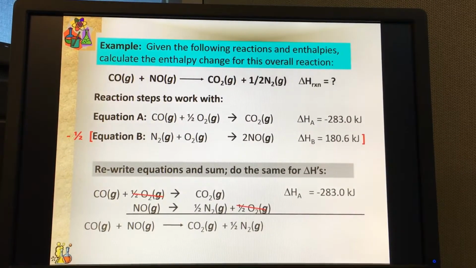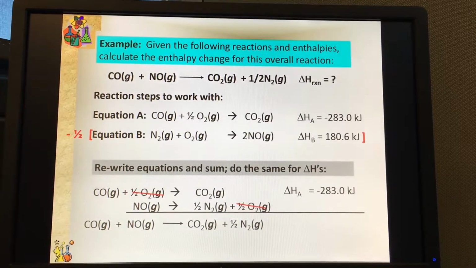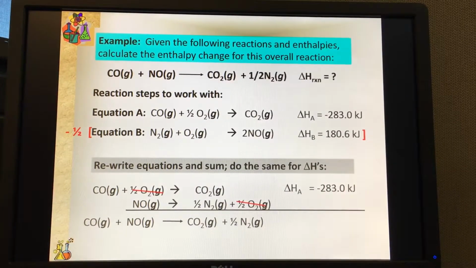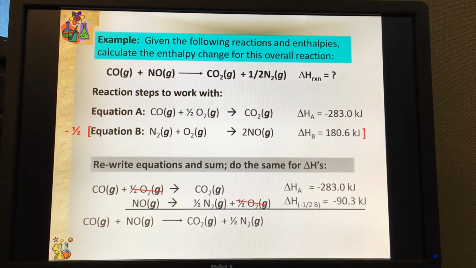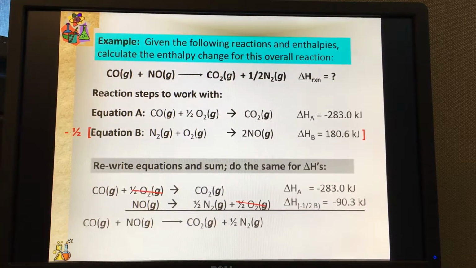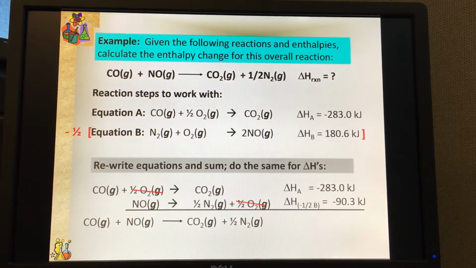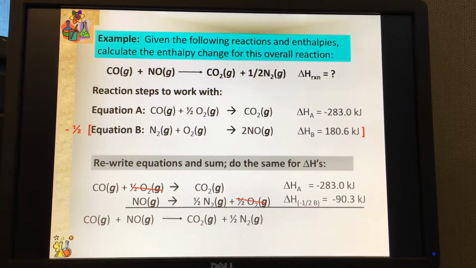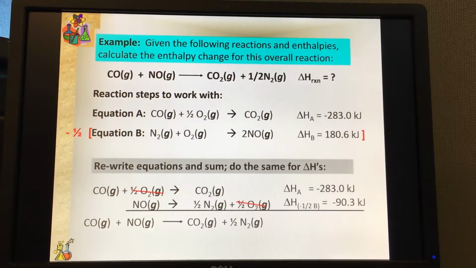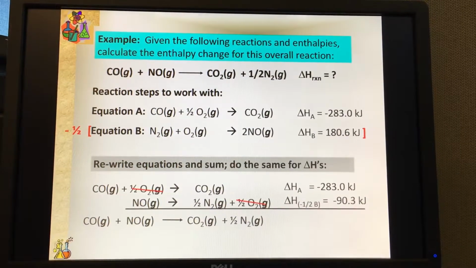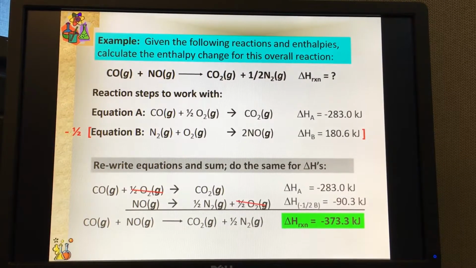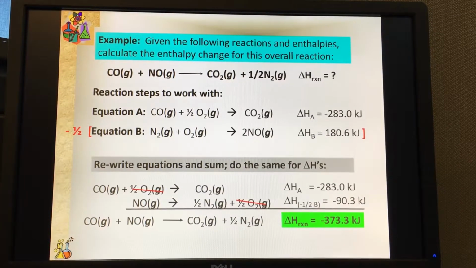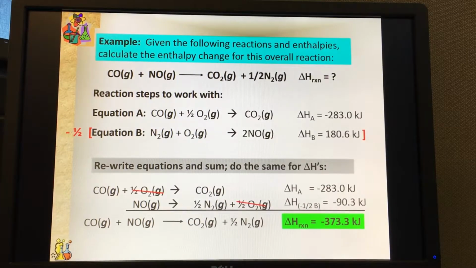The enthalpy for equation A remains unchanged because we didn't modify equation A, but equation B's enthalpy is going to be divided in half and the sign will be changed. Because we flipped our reaction, the enthalpy for B became negative, and because we divided all the coefficients by 2, we also divided the enthalpy by 2. Adding up equation A and our modified equation B gives us our overall enthalpy of reaction of negative 373.3 kilojoules.